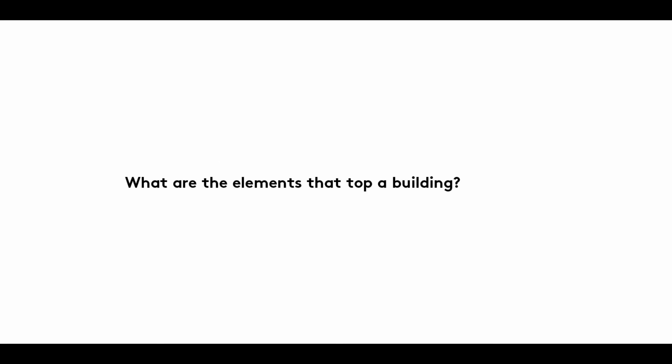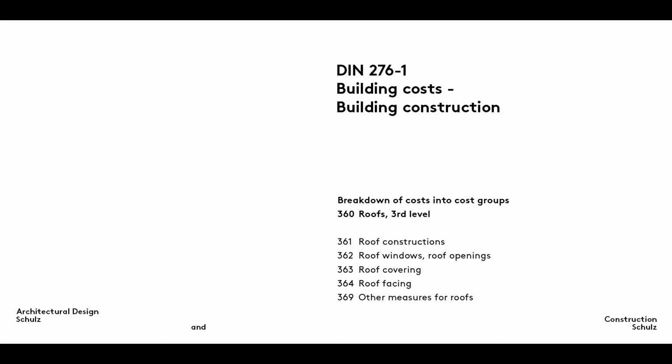In it, we look at the elements that top a building. DIN 2761 places roofs in cost group 360. Just as we saw in the previous film on floors, ceilings, cost group 360 is subdivided into level 3 groups. It also covers windows and openings in roofs.